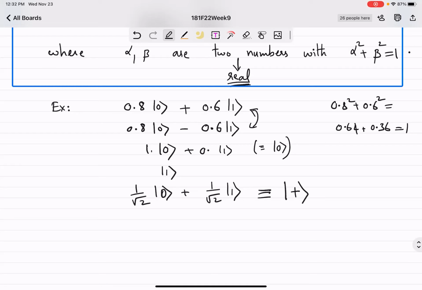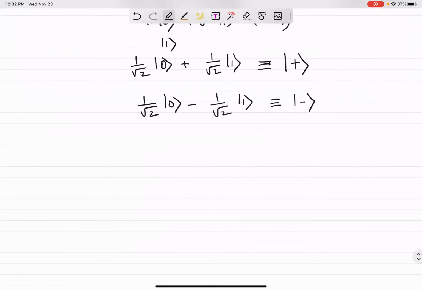Okay. And you can also have 1 over square root 2 times 0 minus 1 over square root 2 times 1. Again, this appears often enough that we give it its own name, just minus. Okay, so all notation for now. Plus means you have 1 over square root 2 and 1 over square root 2. Minus means you have 1 over square root 2 and minus 1 over square root 2. All right? Basically, they're even. The magnitude is the same.